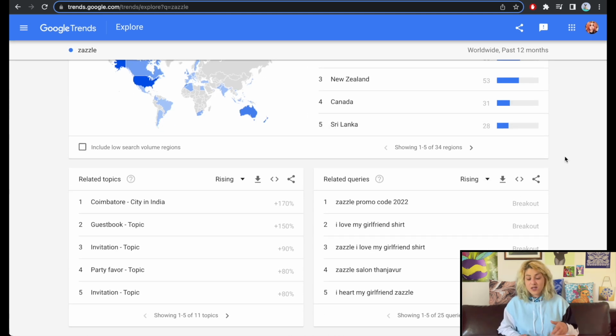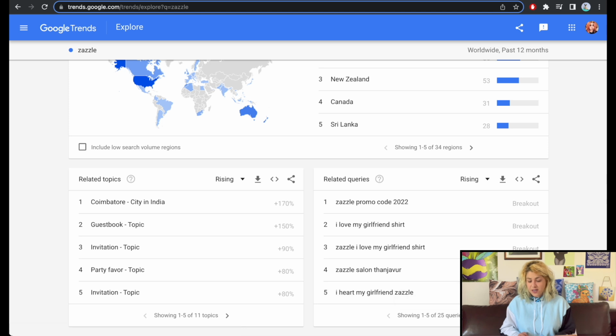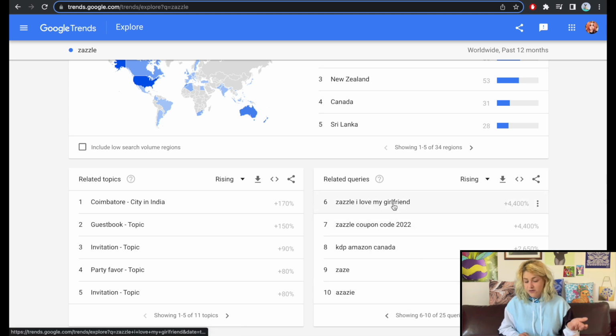And if I get down to the bottom, I can see what are the related queries, the related search keywords that are currently rising with Zazzle. So we have Zazzle promo code 2022. I love my girlfriend's shirt. That's an interesting thing to be connected to Zazzle. Zazzle salon, I have no idea how to read that. I heart my girlfriend. Zazzle, I love my girlfriend. I'm pretty sure you can get where this is going.